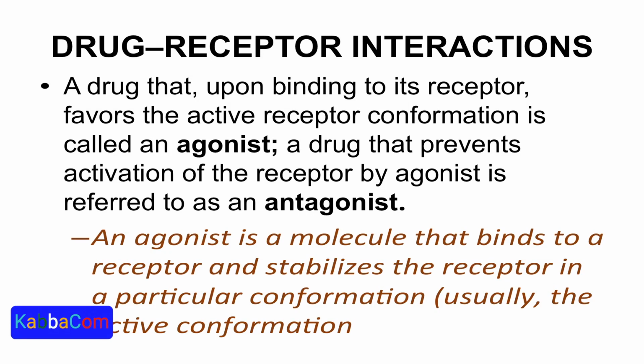So let's first look at an agonist. A drug upon binding to a receptor that might favor an active receptor conformation is referred to as an agonist. In other words, once a drug binds to a receptor and makes conformational changes, or even a signal transduction within the receptor, then it is referred to as an agonist. And so that agonist will be able to produce a response, if you still remember what we talked about.